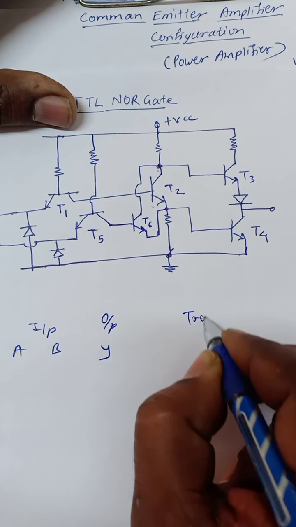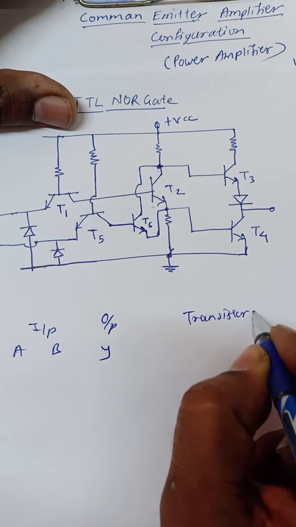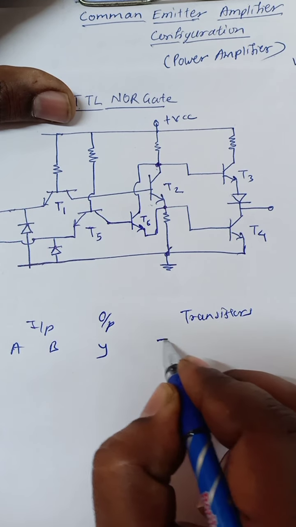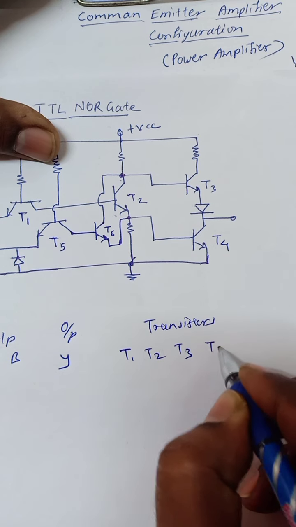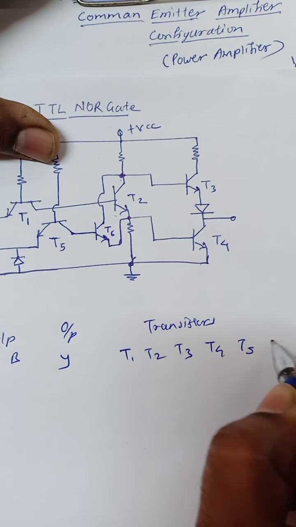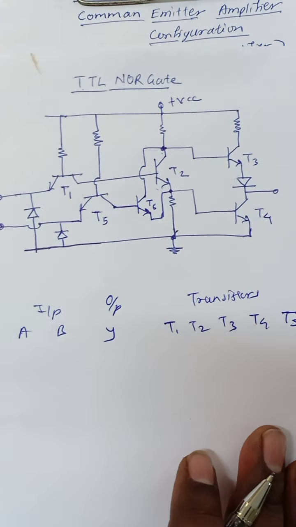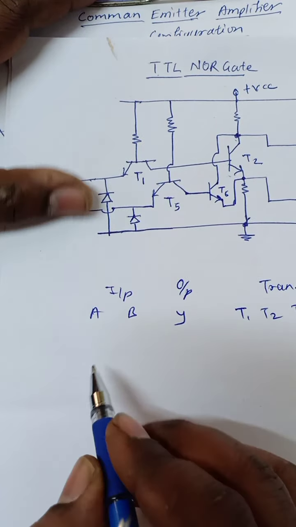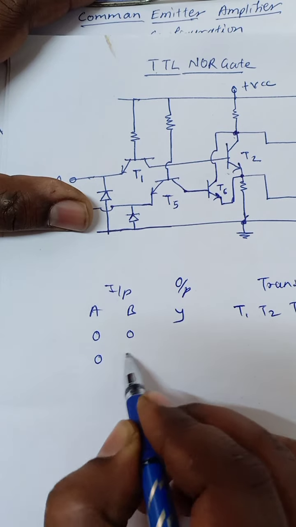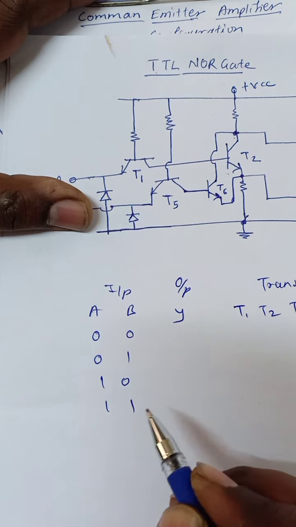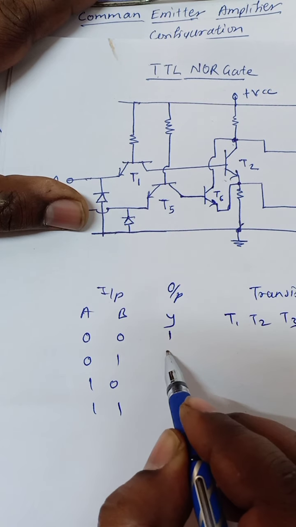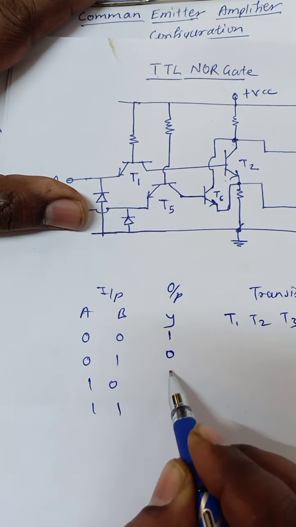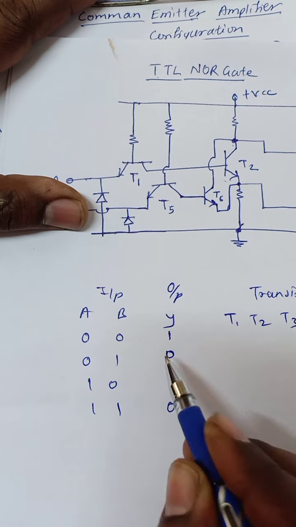Okay, so transistors T1, T2, T3, T4, T5 and T6. We are going to consider the conditions of the transistors. The input may be 0 0, 0 1, 1 0 and 1 1. The output is 1 for input 0 0 and remains 0 for the remaining states.